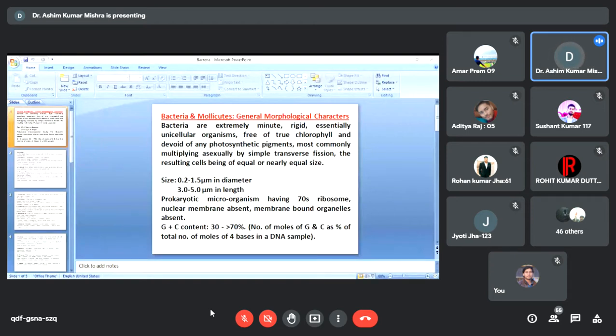So generally, these bacteria multiply asexually by simple transverse fission. All these things you might have read in your higher secondary. The resulting cells are of equal or nearly equal size. In general, the bacterial cell size is 0.2 to 1.5 micrometer in diameter.